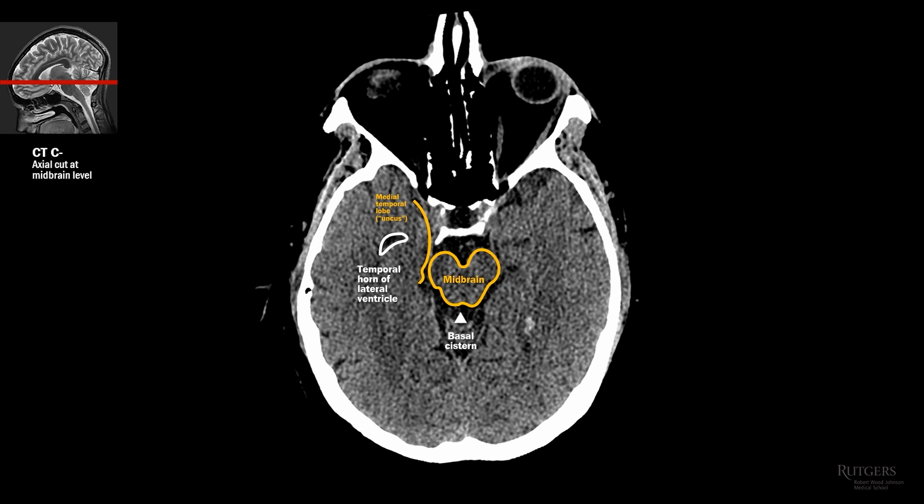Next, temporal horn of the lateral ventricle. Normally, as in this example, it's slit-like. If it becomes dilated, it's one of the earlier signs of hydrocephalus.